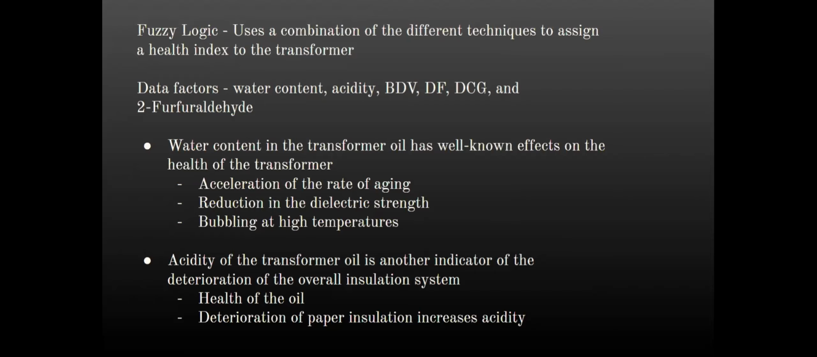So water content in the transformer oil has well-known effects on the health of the transformer, which include that it accelerates the rate of the aging of the transformer, reduces the dielectric strength, and it can cause bubbling at high temperatures. Acidity of the transformer oil is another indicator of deterioration of the overall insulation system. And so that's going to have an effect on the health of the oil, and deterioration of the paper insulation further increases the acidity. So it's kind of an exponential effect.